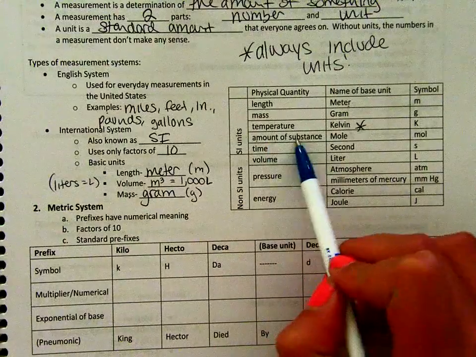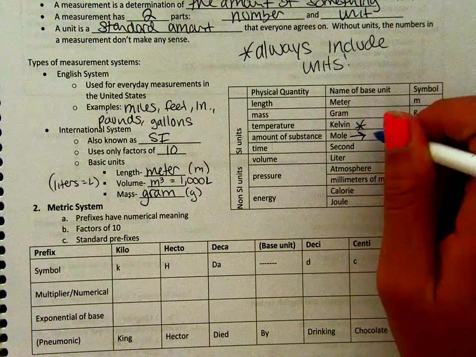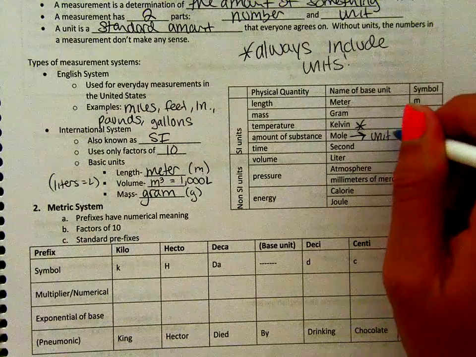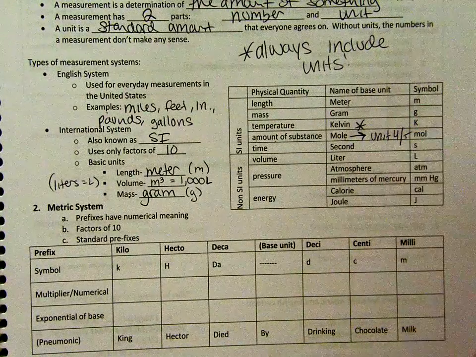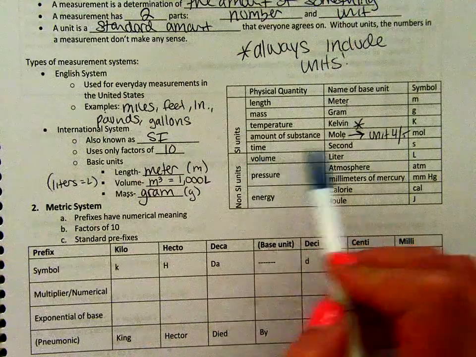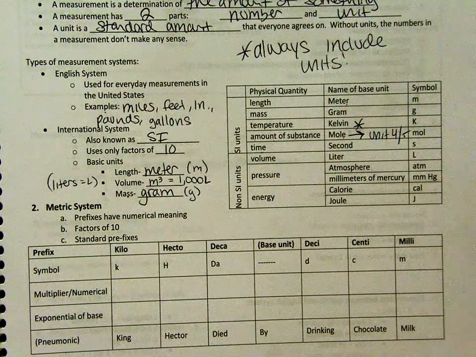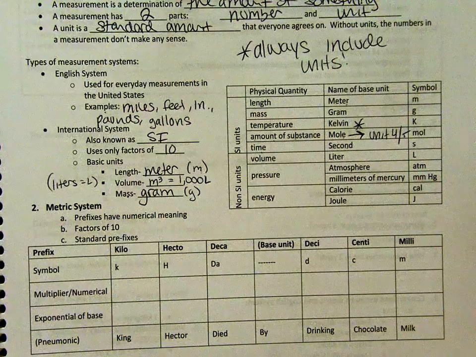The amount of substance is called the mole, and we're going to really spend a lot of time on this in unit 4, I believe, 4, 5, 6. We're going to learn what a mole is in the chemistry world. And then the unit for time is the second. Okay, so these are all different ones that we'll use very often in this classroom, and a lot of them you'll use in your daily lives.